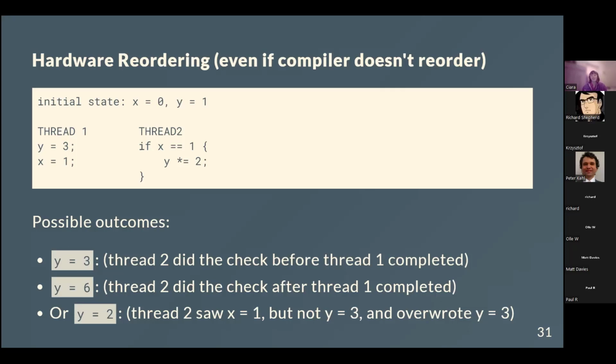And then even though we might have set y equal to 3 on thread 1, thread 2 can then overwrite that with a 2, which is kind of confusing, because you would think that it would either be that thread 1 would overwrite it with the 3, or thread 2 would be setting it with 6, but that's not necessarily going to happen.